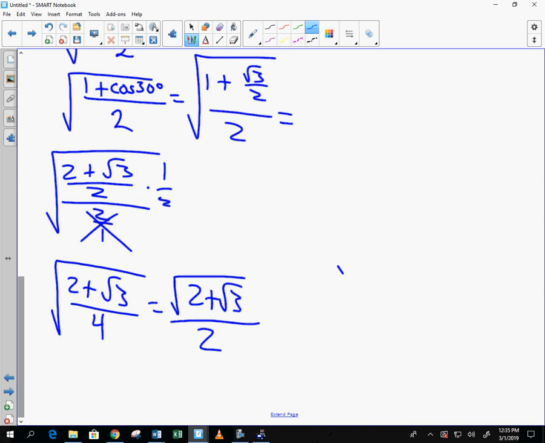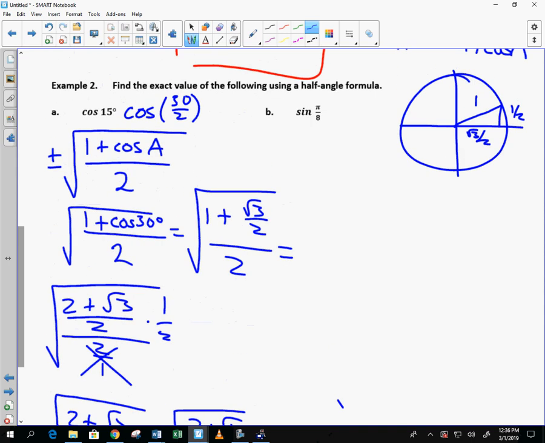We good? It would not be plus or minus. We know it's positive because you are in the first quadrant. See, yesterday we didn't know which quadrant we ended up in, did we? So we really had to pay attention to plus and minuses. Here you can determine ahead of time.